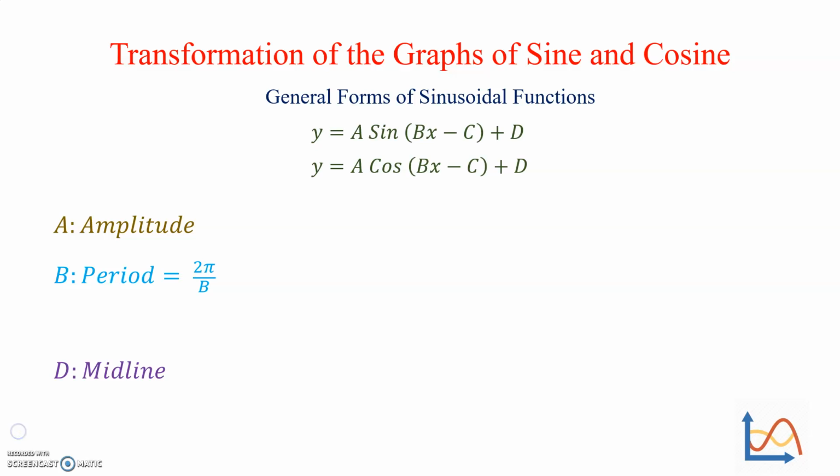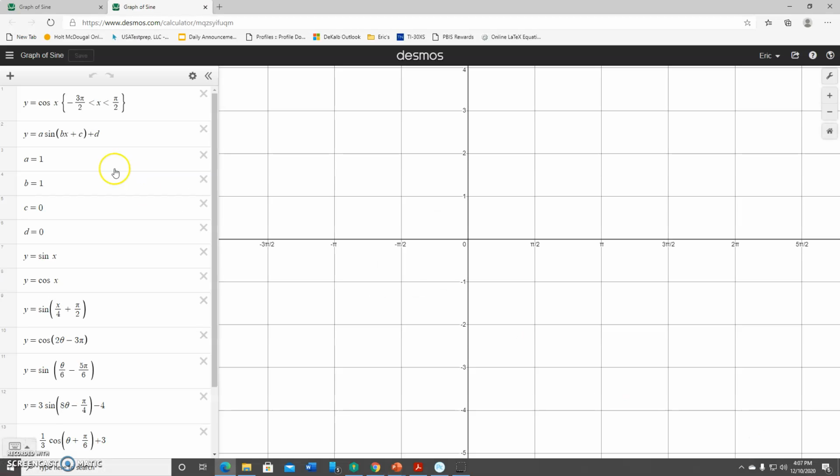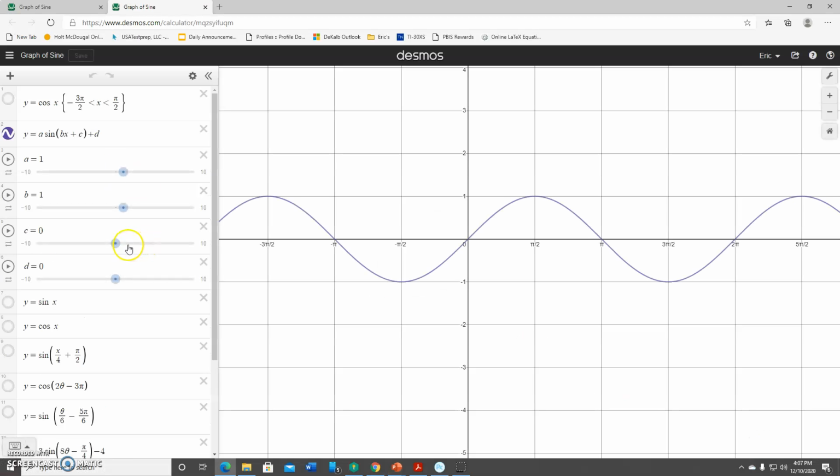And then we jumped to the D. The D represented our midline. So what we'll first do is look at how the amplitude impacts the graph of sine and cosine. So we'll go to this graphing calculator, and here's our general form.